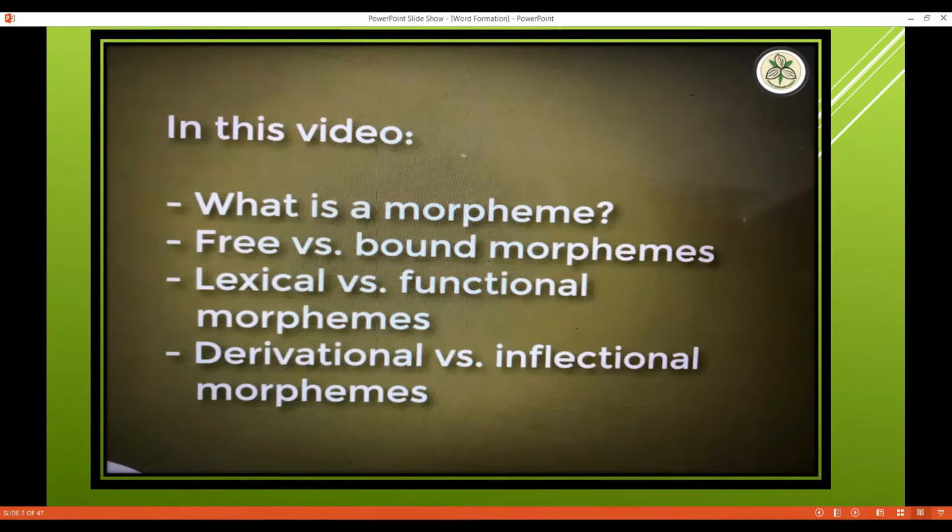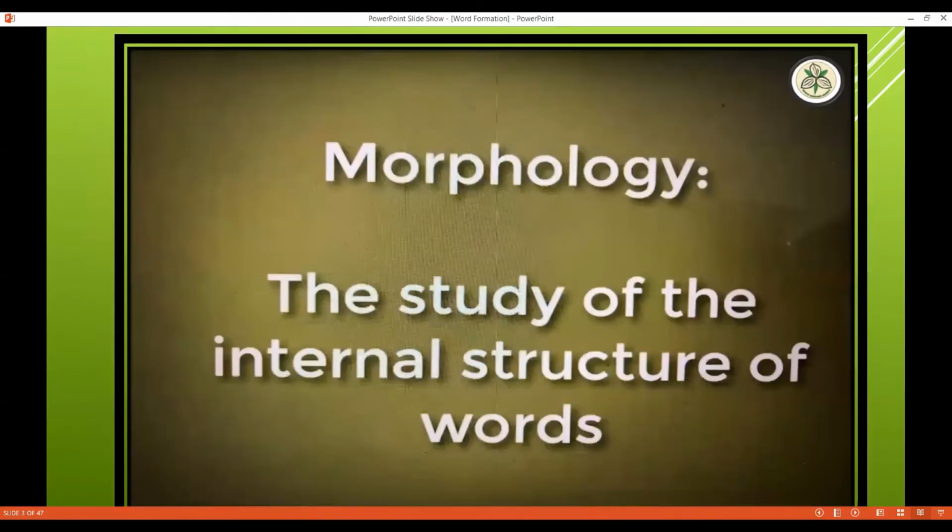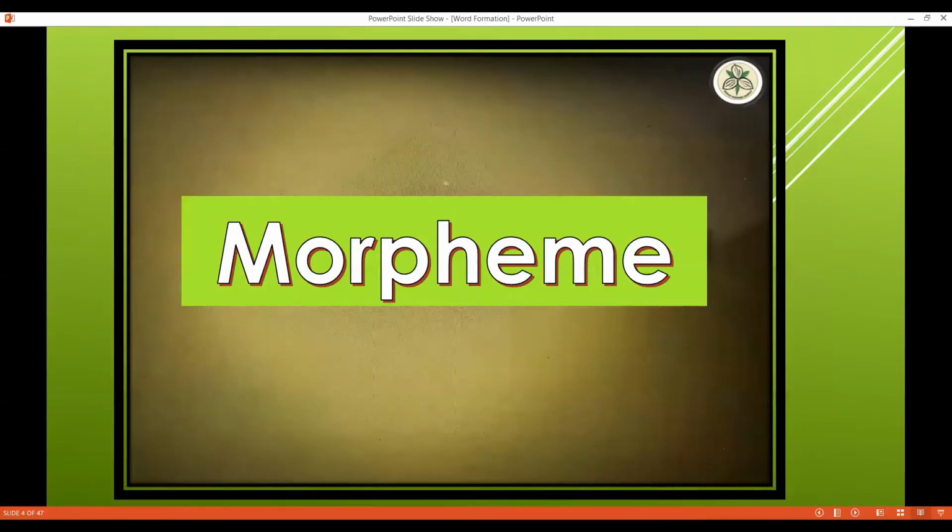In this video, we'll be discussing the concept of a morpheme, as well as distinguishing between the different types of morphemes: free morphemes and bound morphemes, lexical morphemes and functional morphemes, as well as derivational and inflectional morphemes. But before we do any of that, let's talk about the fundamental concept in morphology, the morpheme.